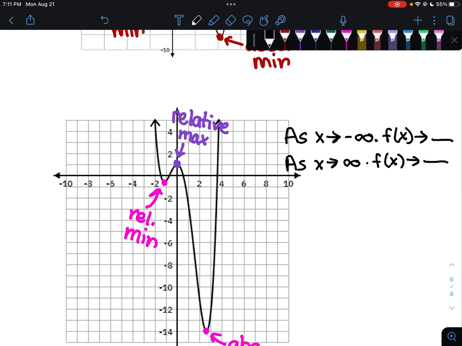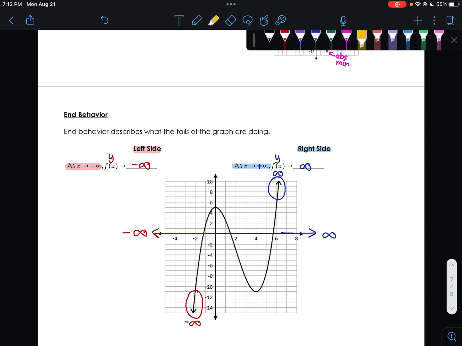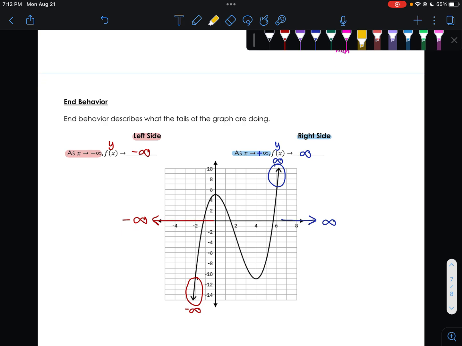The arrow means approaches. So as my x values go towards negative infinity, what is my y value doing? It's going up. Since it's going up, that means it's going towards positive infinity. Then I look at the right side. As x goes towards positive infinity this way, what are my y values doing? It's also going up, so it's also going towards positive infinity. So that is just extra information, extra practice. But if you have any questions over anything we covered in this video, and I know it was a lot, please write them down and make sure you ask in class.